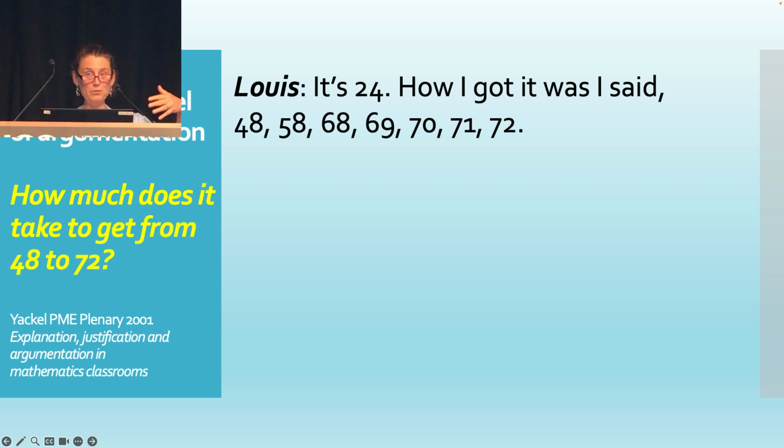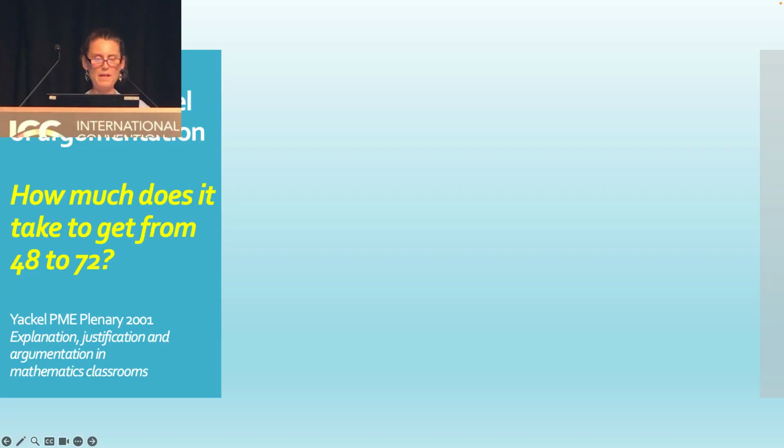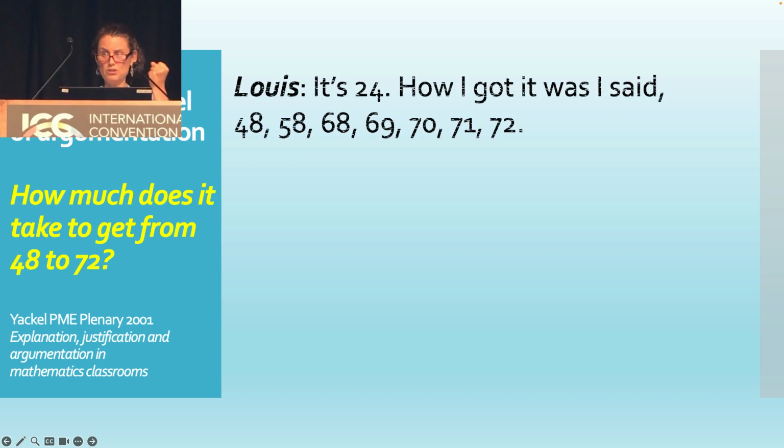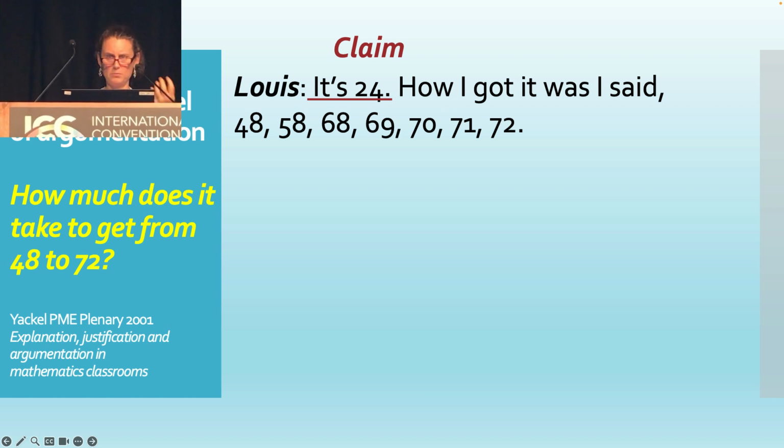And so the example in the plenary address was between one student, Lewis, and a teacher. And so Lewis gives this contribution. He says, it's 24. How I got it was I said 48, 58, 68, 69, 70, 71, 72. And Erna, using Toulmin's model of argumentation, would analyze those two sentences by Lewis. She said, according to Toulmin, Lewis is making a claim. He's making a conclusion. It's 24. And so that's one function of argument, is to make a claim.